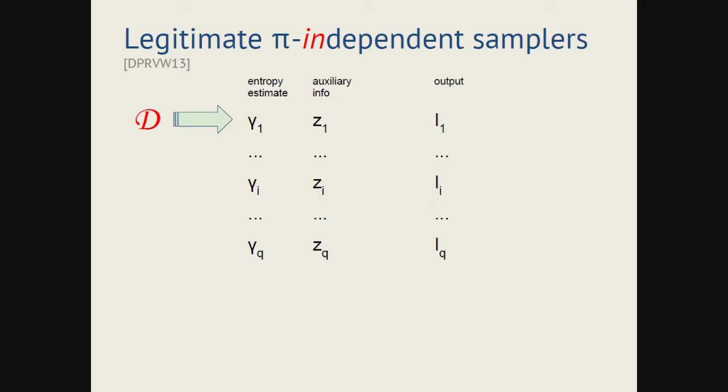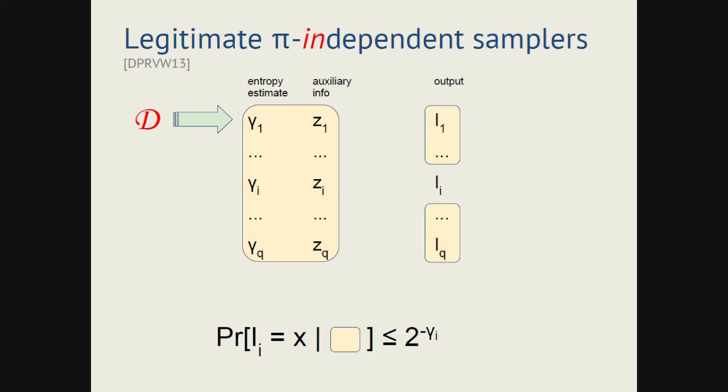And the legitimacy condition is defined as follows. So for every index, so for every row in this table, let's say we look at this index i, we require that the probability that this I_i takes some fixed value x, conditioned on all the values that are highlighted in yellow here, so all the other inputs and all the entropy estimates and all the auxiliary information, for all the values that these random variables can take, has to be upper bounded by 2 to the minus gamma_i, where gamma_i is this entropy estimate, right? So if this is true for every row in the table, then we say that the distribution sampler is legitimate.